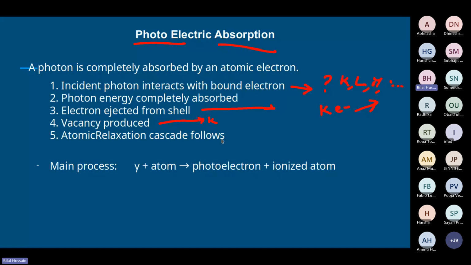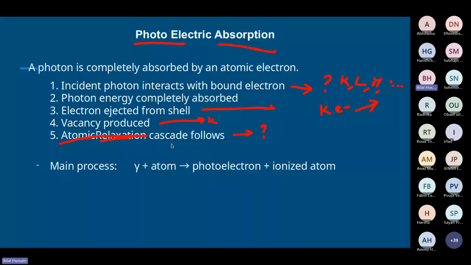So when a K shell vacancy is there, how will it relax? Will the L shell fall down, or the M shell? Which shell will fall down? That question remains, and that whole process is called the atomic relaxation process. It tells you how the K shell is going to be filled, since our example is the K shell. So the main process is a gamma or X-ray photon interacting with an atom, releasing a photoelectron, and the ionized atom is now going through an atomic relaxation cascade process.